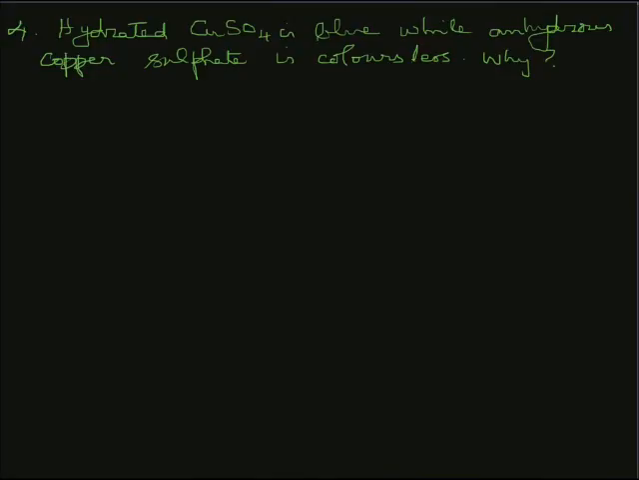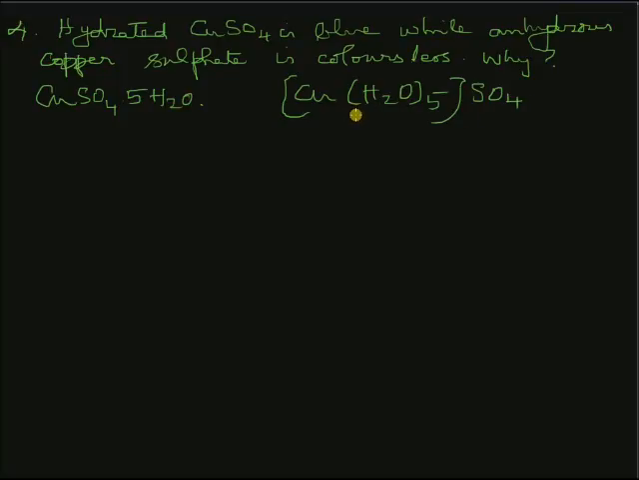The fourth question goes like this. Hydrated copper sulfate is blue in color while anhydrous copper sulfate is colorless. You know, hydrated copper sulfate should be written as CuSO4.5H2O. In fact, it exists as [Cu(H2O)5]SO4. This is said to be a coordination compound. That is a subsequent unit on coordination compounds, in which you will be learning about coordination compounds in great detail.